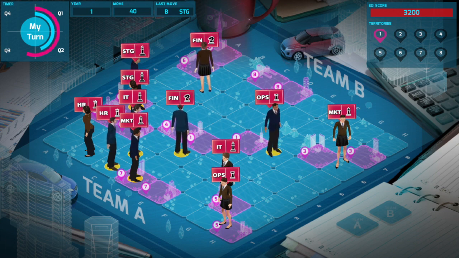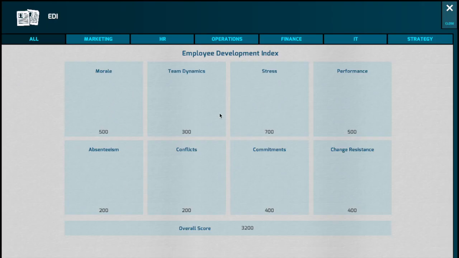Based on the decision taken, the EDI of your particular department would change. And the index comprises about 8 parameters, which consist of morale, team dynamics, stress, performance, absenteeism, conflicts, commitments, and change resistance. Some of these are negative parameters and some of these are positive parameters. For example, the higher the morale, the better it is for the organization, and the lower the stress is definitely welcomed. As the head of HR, you would need to ensure that your fellow players take these scenarios seriously and answer them appropriately. You also have the ability to influence the Employee Development Index by initiating welfare and training programs.